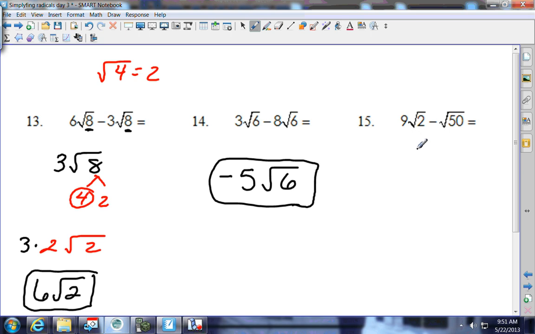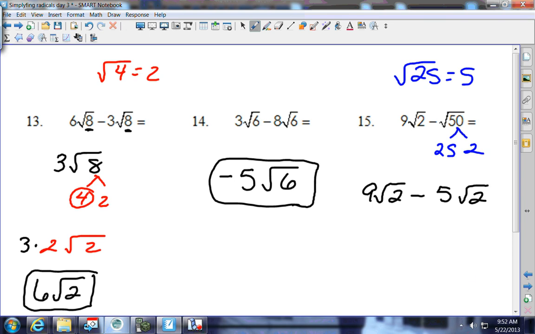Now, number 15, square root of 2, that's as simple as it can get, so let's look at 50. 50 can split into 25 and 2. What's the square root of 25? 5. So this becomes 9 square root of 2 minus 5 square root of 2. 9 minus 5, 4 square root of 2. That's your answer.